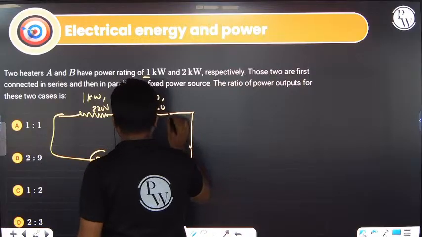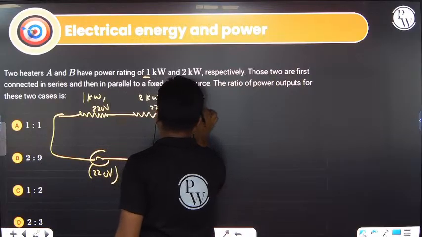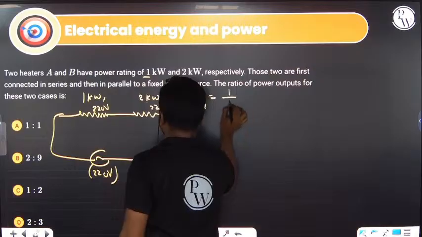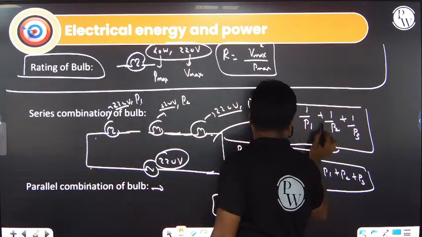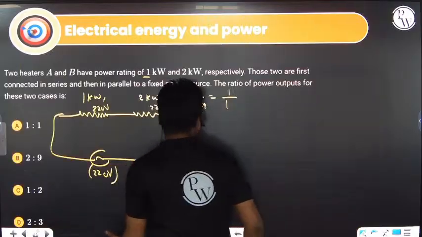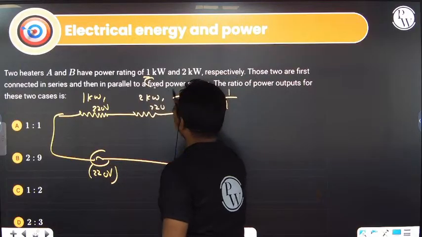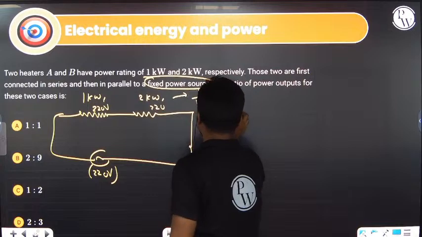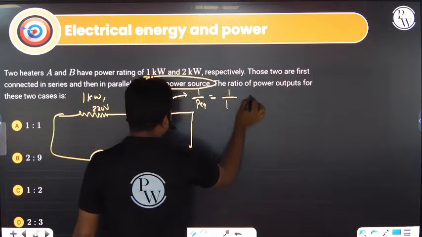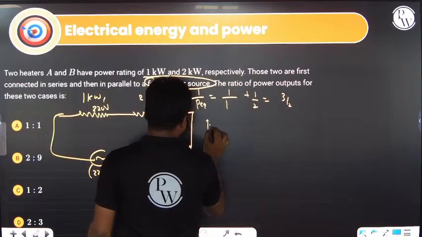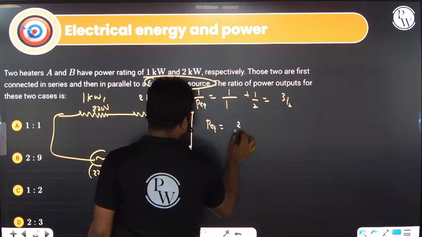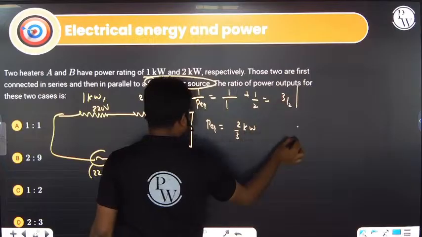Now in the second case, what is the power you can calculate from here? 1 by P equivalent, and what is that? Just now we got it, no? What is the power in series combination? 1 by P1 plus 1 by P2. What is this? 1 by 1 plus 1 by 2. How much did we get? This is 1 plus 1 by 2, which is 3 by 2. So the equivalent power that we are getting here is 2 by 3 kilowatt in this case.